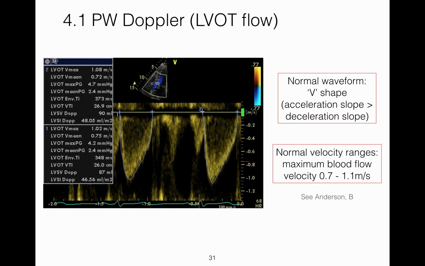A normal pulsed wave Doppler waveform of the LVOT flow is V-shaped, and the acceleration slope should be greater than the deceleration slope. A normal maximum velocity range is from 0.7 to 1.1 meters per second in the LVOT.